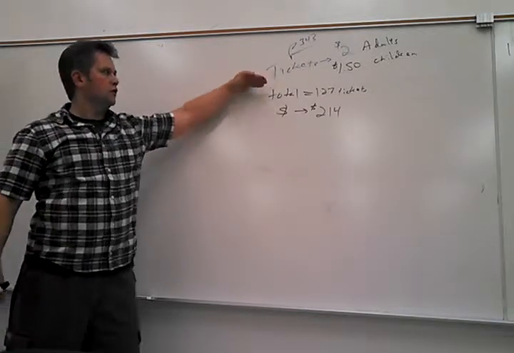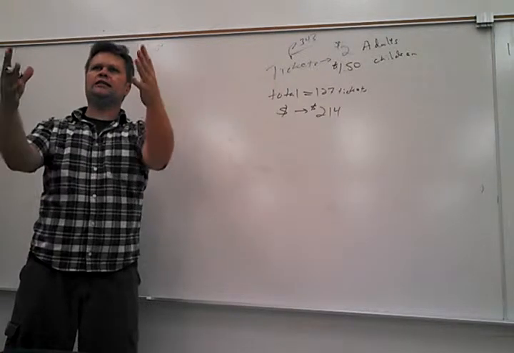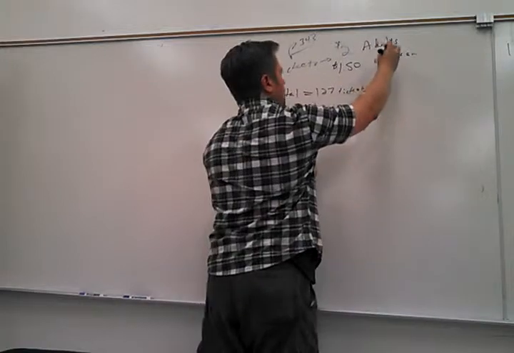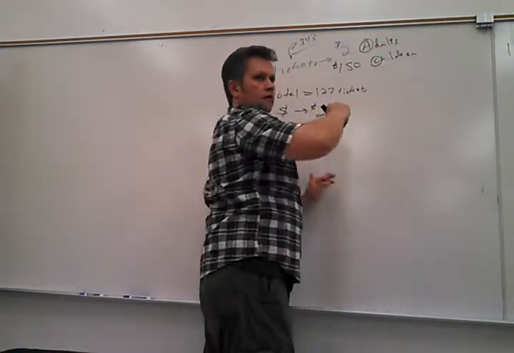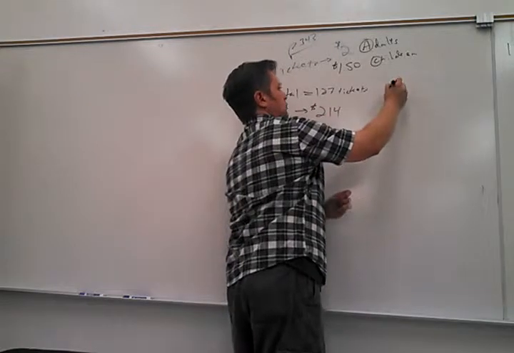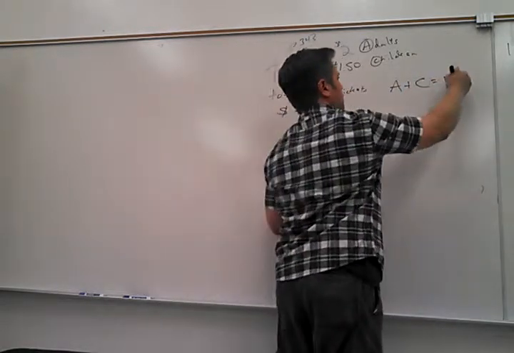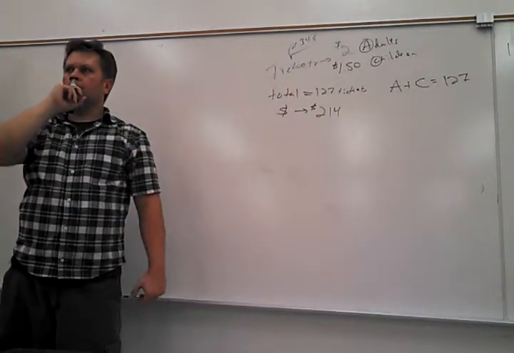Right? So this first one, there's almost always a total equation, which is the easy equation, which is the x plus y equals something. In this case, for adults I'll use A and C. So we got A plus C equals 127. So there are 127 total people there, counting adults and children.